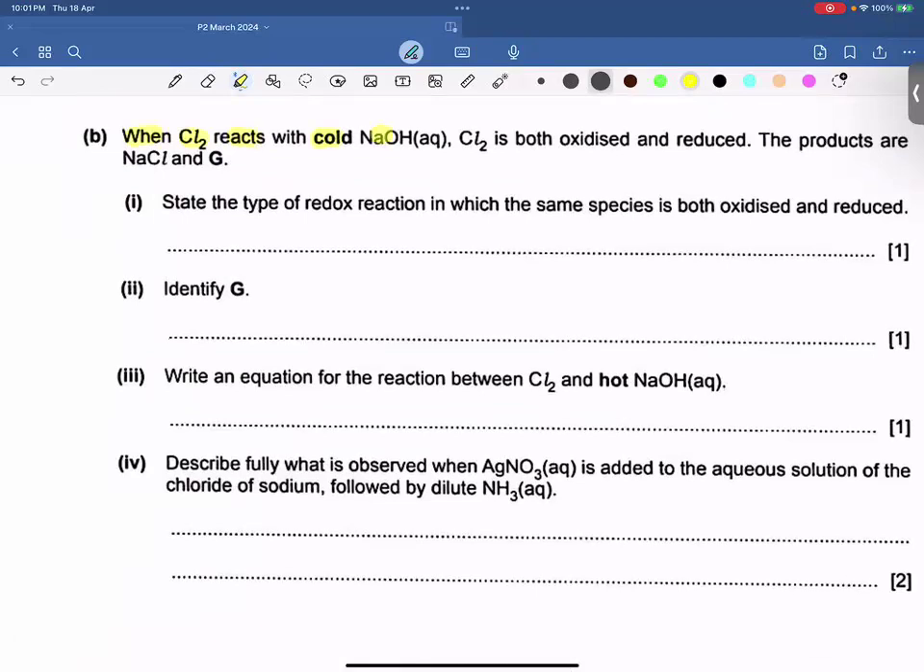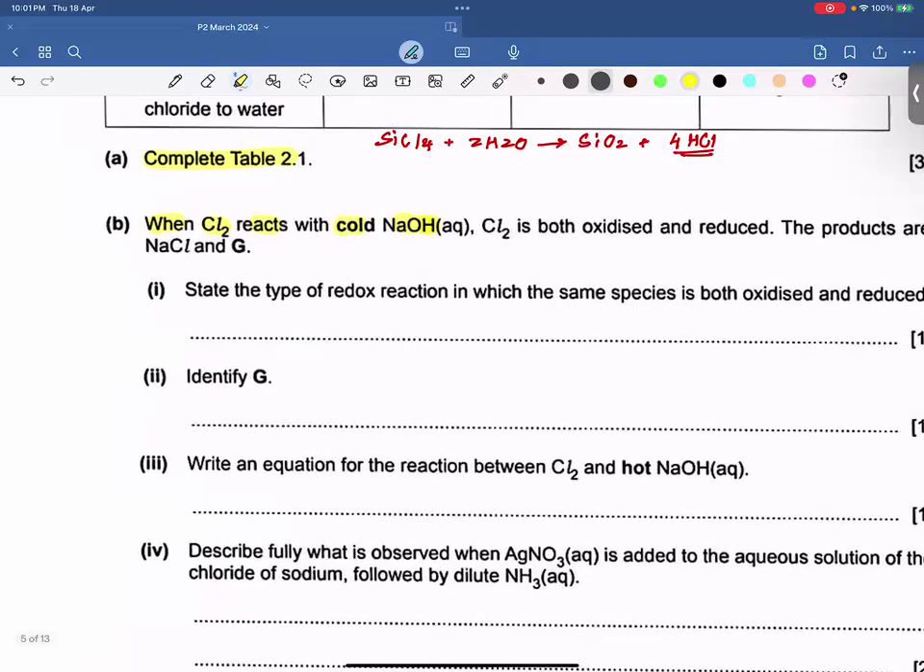When chlorine reacts with cold NaOH, okay, let me write the equation first. When we use cold NaOH and react it with chlorine, it undergoes a special type of reaction due to which chlorine exists in two different oxidation states in the same reaction. And this reaction is going to be the disproportionation reaction, right? Because chlorine exhibits two different oxidation states. Anyhow, chlorine is both oxidized and reduced.